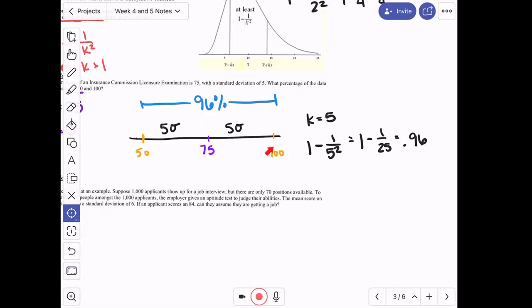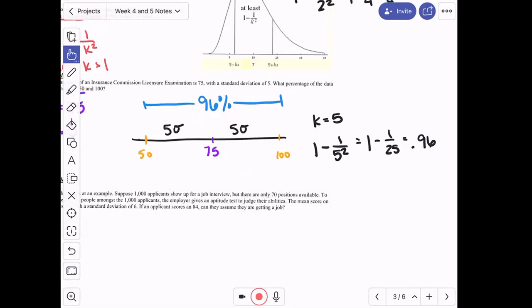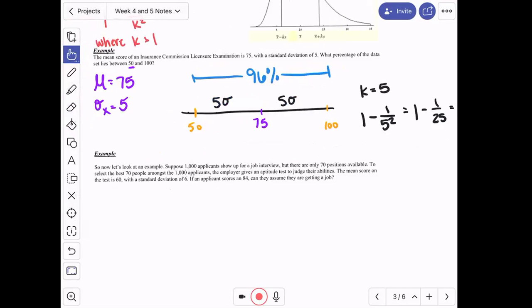So, look at this next one then. Suppose 1,000 applicants show up for a job interview, but there are only 70 positions available. To select the best 70 people among 1,000 applicants, the employer gives an aptitude test to judge their abilities. The mean score on the test is 60 with a standard deviation of 6. If an applicant scores an 84, can they assume they're getting a job?